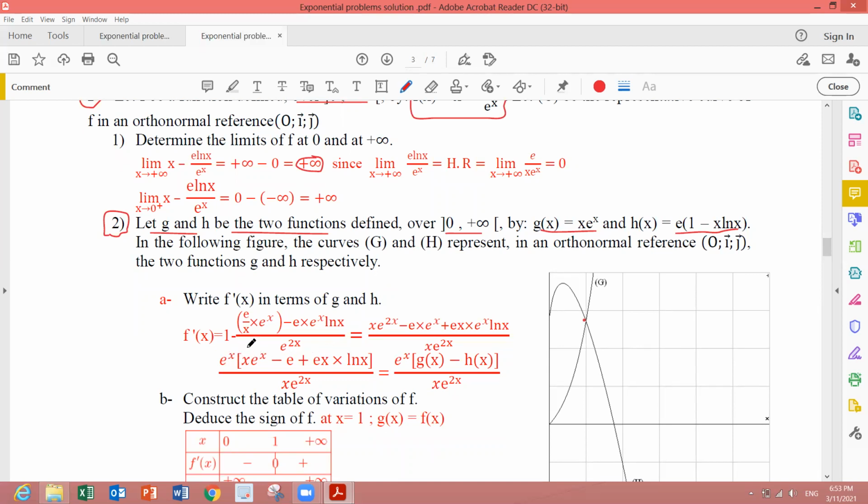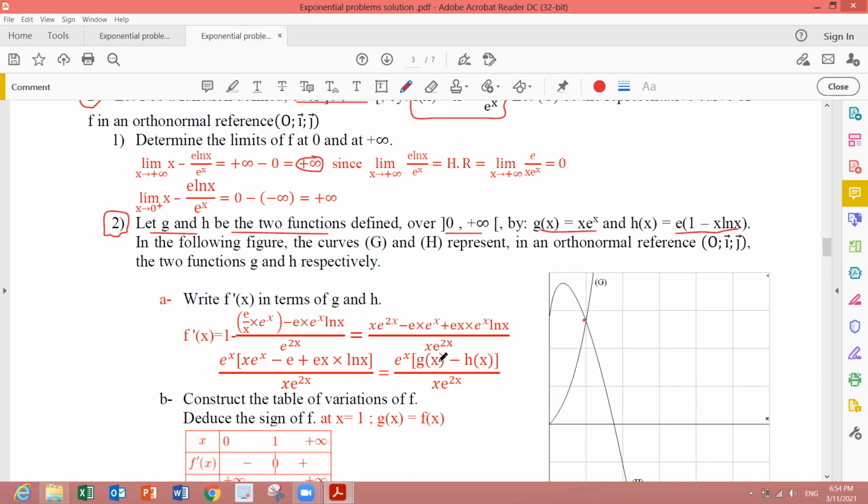We simplify if we want, this one and that one. X e to the x is g of x minus h of x. E to the x is g of x, and this one is minus h of x. Construct the table of variations.